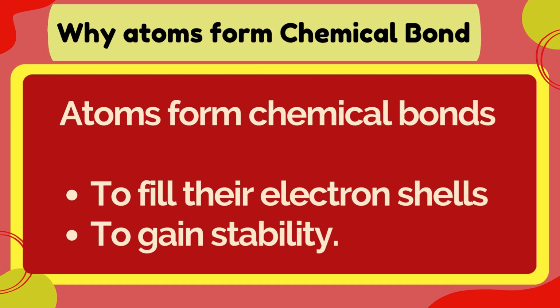And number two is to gain stability. Free atoms are not stable because they have odd numbers of electrons in their shells, so they have to complete their octet to gain stability.